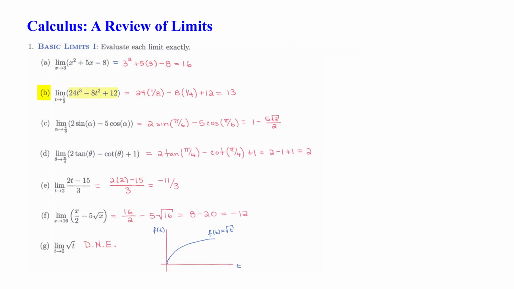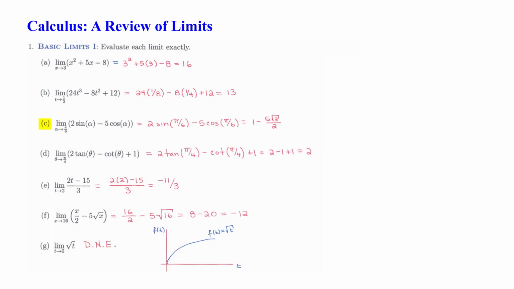For part B, we evaluate the polynomial 24t cubed minus 8t squared plus 12 at the value of 1/2. Another way to say that is we just plug in the value of 1/2. We plug into that polynomial and we have the work presented, and the result is 13.